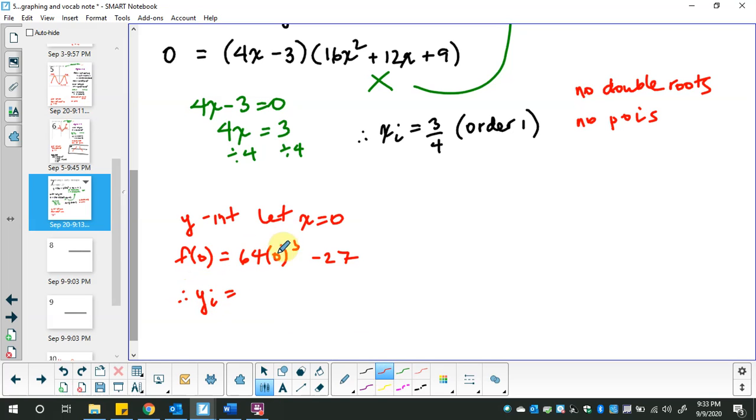So 64 times 0 cubed is 0. 0 minus 27 is negative 27. And there's no orders or roots about y-intercepts. That stuff only goes with x-intercepts.